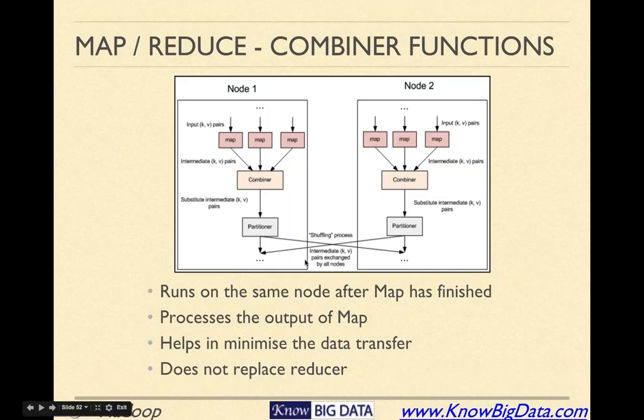So you can see that the input key values are fed to the mapper. The mapper generates intermediate key value pairs, and then the combiner combines them. After combining, the partitioner is called.